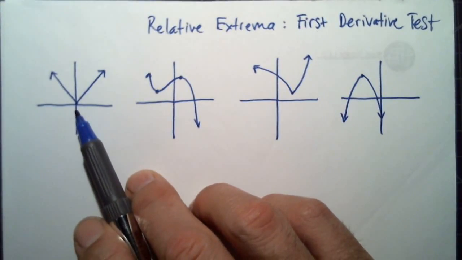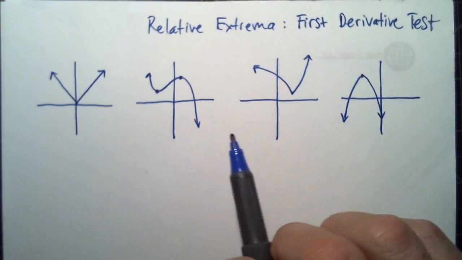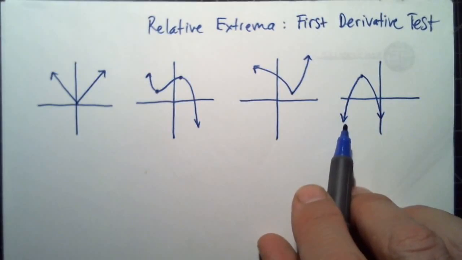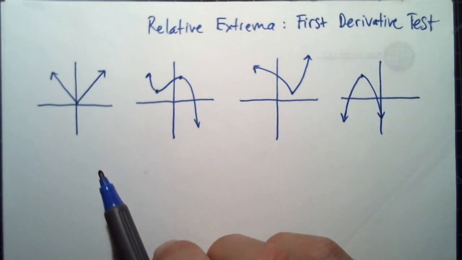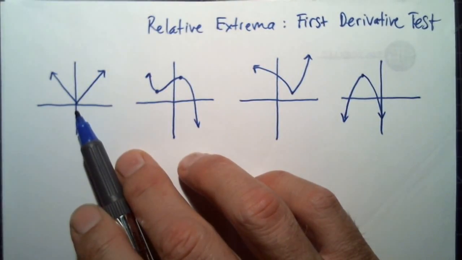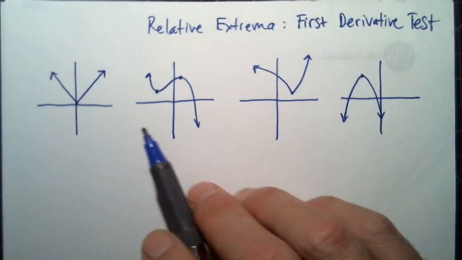This is a relative minimum. There's a relative minimum. Relative minimum. This does not have a minimum. So let's look at these relative minima here, and let's look at what they all have in common, because we need to be able to find relative extrema without looking at a graph.